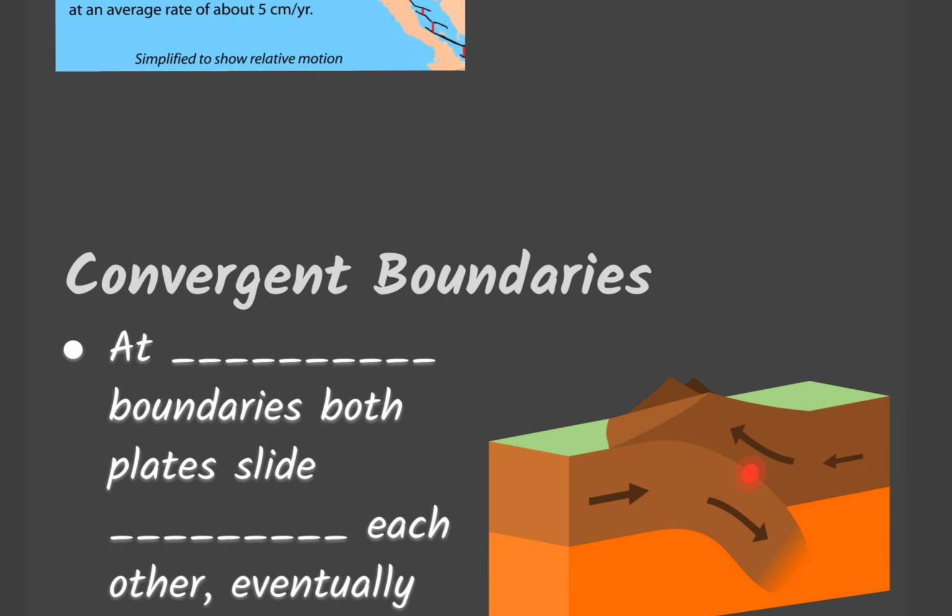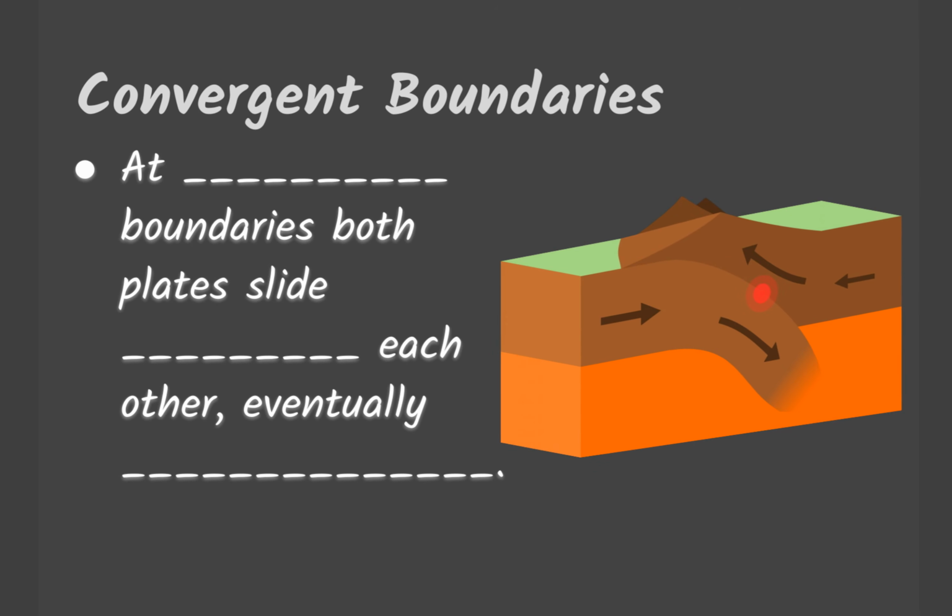All right, for our next type of plate boundary, we're going to be looking at convergent boundaries. And once again, at convergent boundaries, both plates slide towards each other. The plates are moving towards each other, and eventually they collide. There will eventually be a collision. And depending on the type of crust that we're dealing with, whether it's oceanic or continental, different things are going to happen due to that collision. So let's take a look.